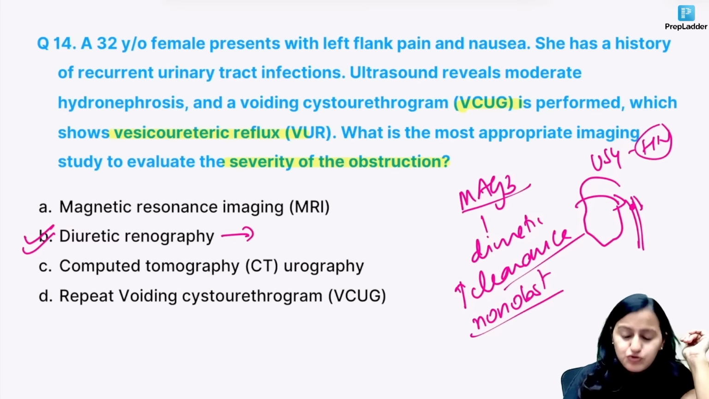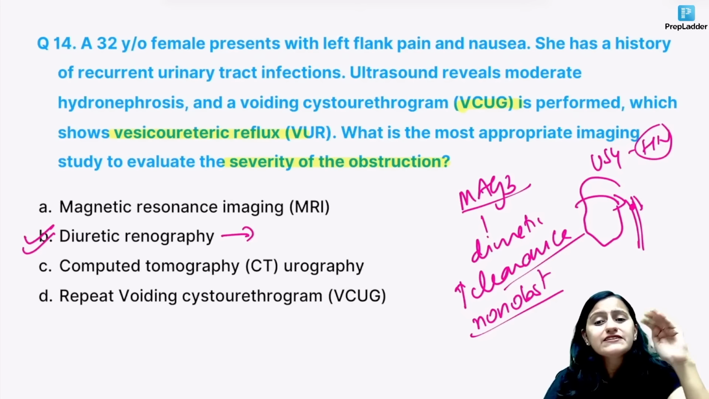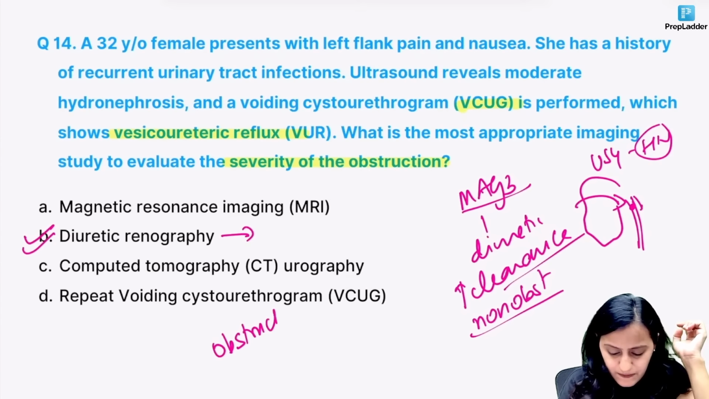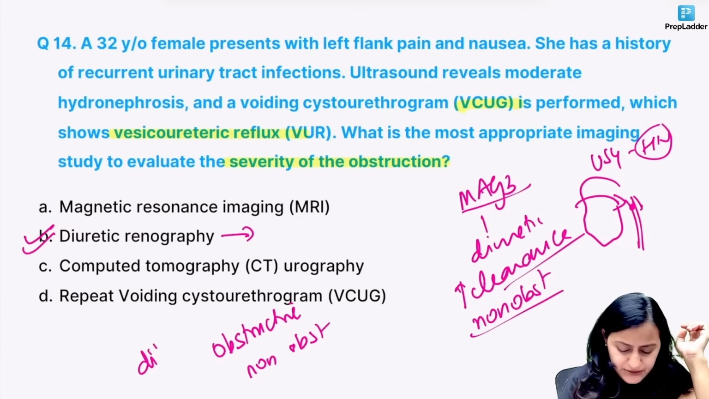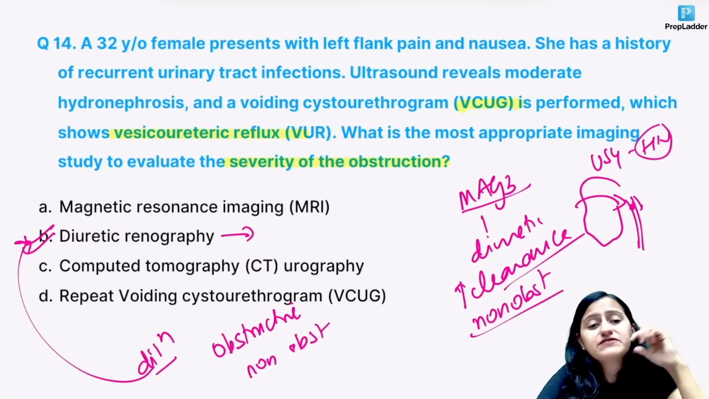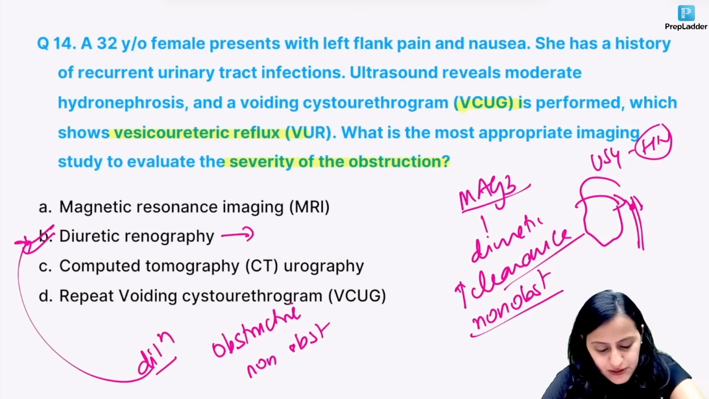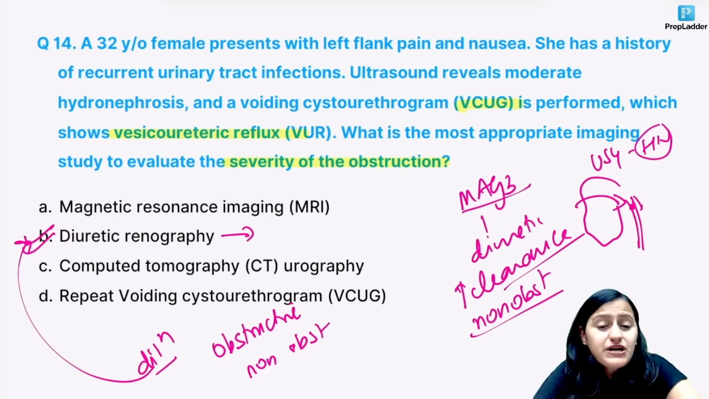If there was a true mechanical obstruction, even the diuretic will not increase the excretion, right? So when you want to differentiate whether it's a true obstruction or a non-obstructive dilatation, then you take help of this diuretic renography. So when it is about obstruction, then you will do a repeat VCUG, how will it help me?